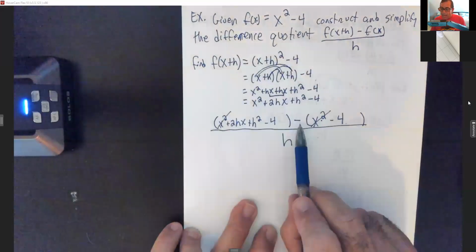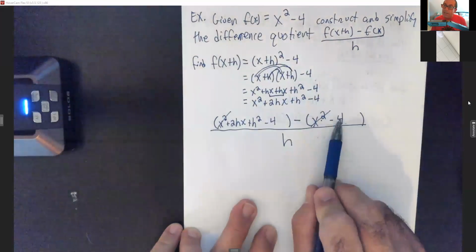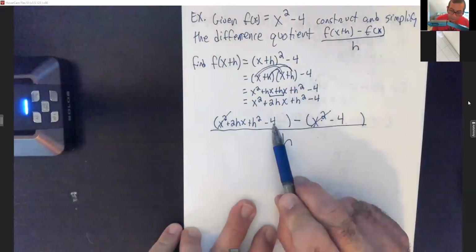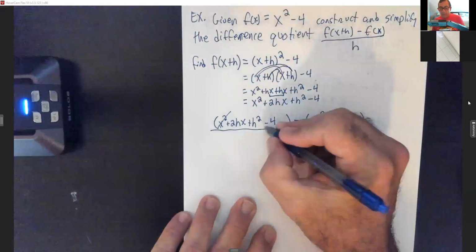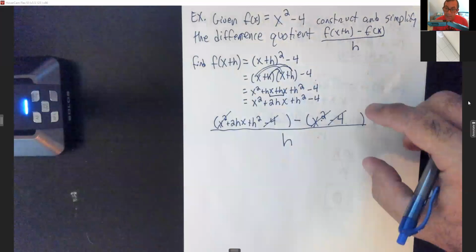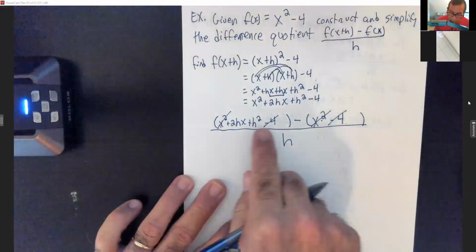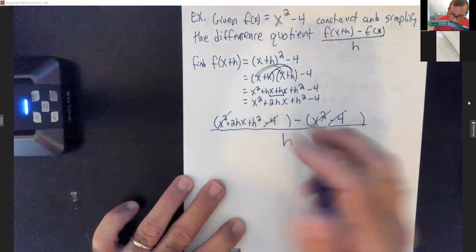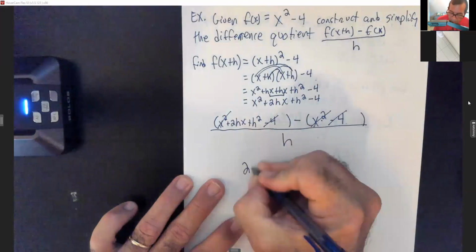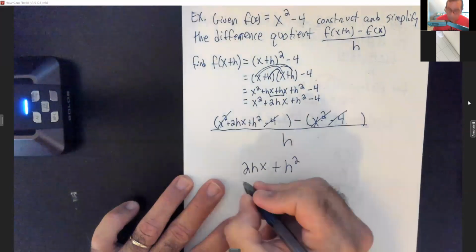A double negative makes that a +4, and that +4 will now cancel with that -4. So you can go through every time and pretty much cancel out that second parenthesis. Now, only h terms are left. I got a 2hx plus an h squared all over h.